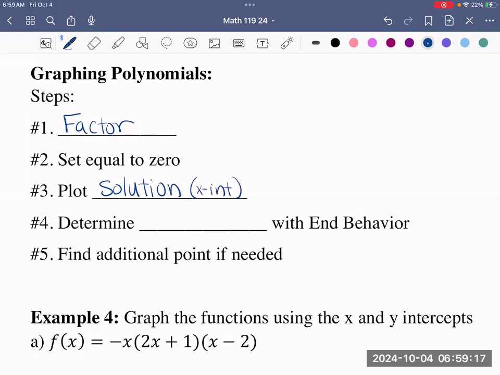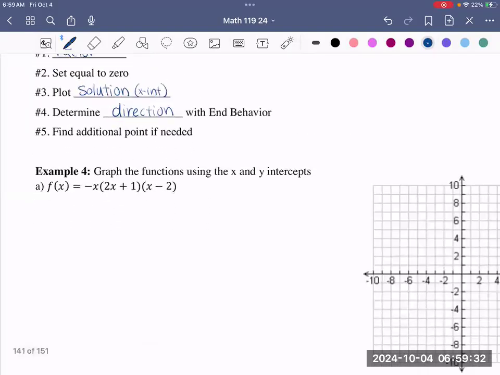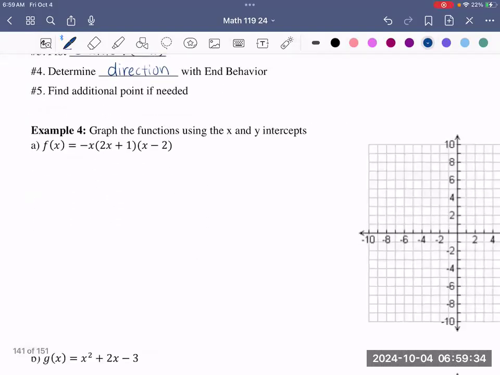Determine the concavity or the direction with your end behavior. So kind of getting that mental picture. What is this going to look like? And then find additional points if needed. So for us, when it says graph the functions using the x and y intercepts, I'm also going to ask that you graph some in-between points as long as they come out nicely.